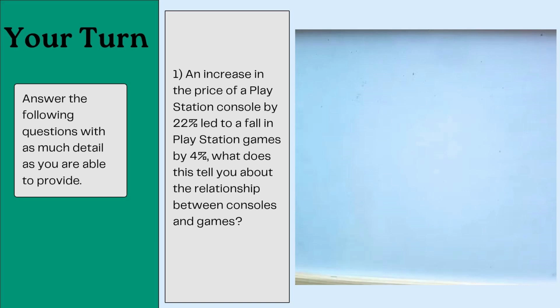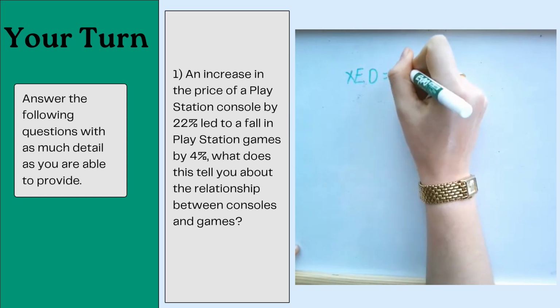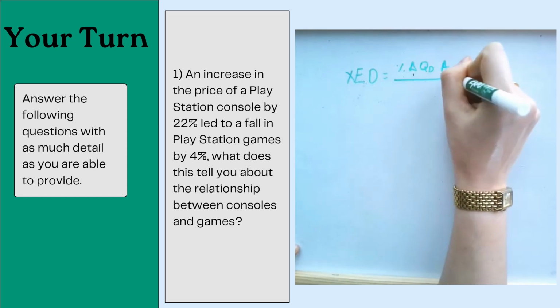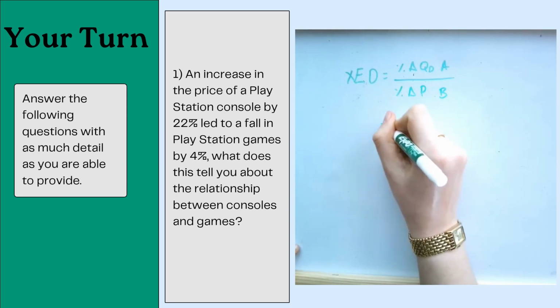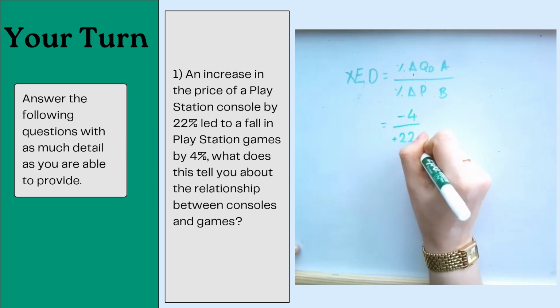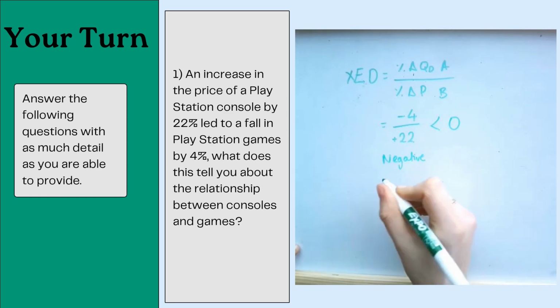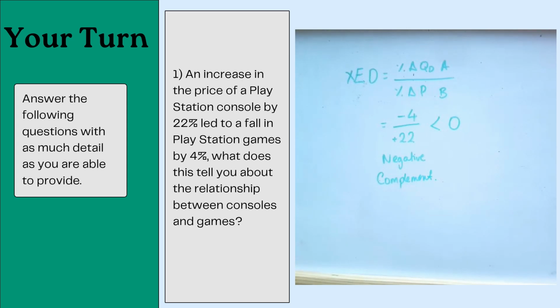It is your turn to have a go at 3 questions now that you've gone through examples and now you try. Question 1: an increase in the price of a PlayStation console by 22% led to a fall in PlayStation games by 4%. What does this tell you about the relationship between the console and the game? XED is percentage change in quantity demanded of good A divided by percentage change in price of good B. We can see that the change in quantity demanded was a fall of 4% over an increase in price of 22% of a different good.